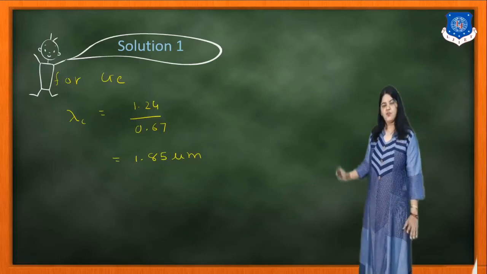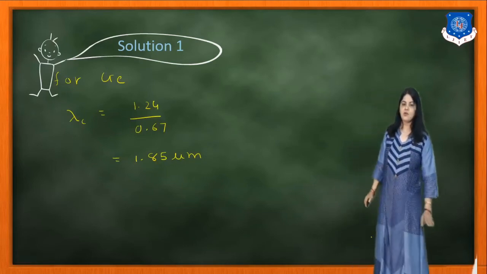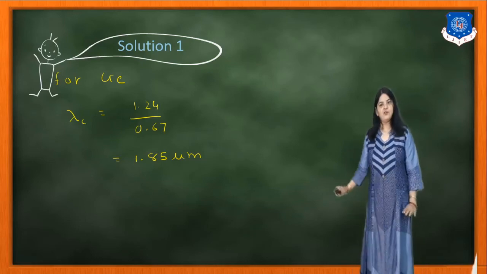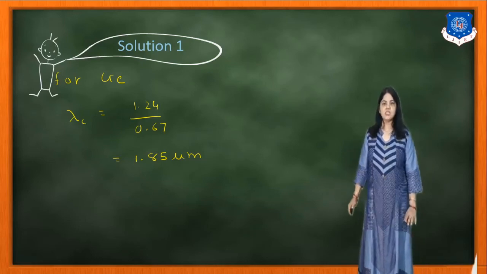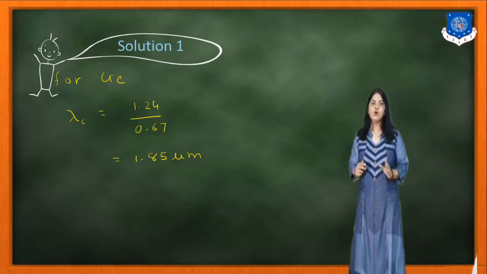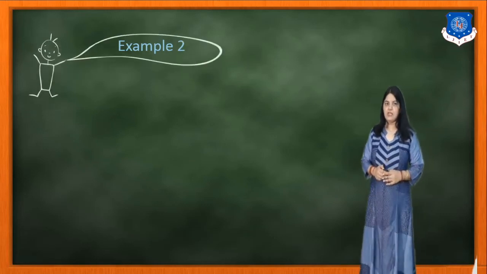Similarly for germanium, the equation is the same: lambda c is equal to 1.24 upon Eg. The value for the band gap is 0.67. By putting that value, we get the answer, which is 1.85 micrometer. So you can solve it like this.